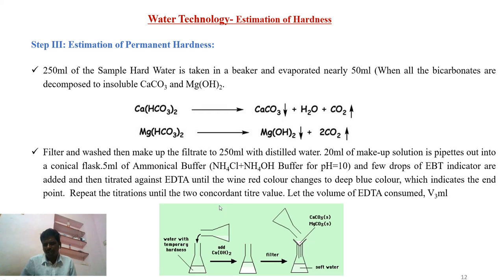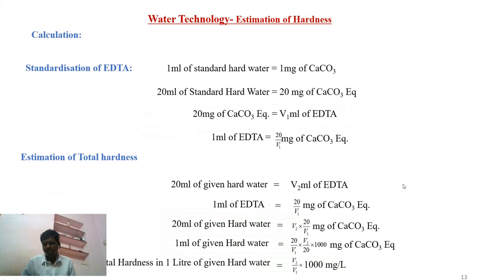So now we have to take that in a conical flask. Then we have to add buffer solution, that is to maintain the pH constant. After that we have to add a few drops of EBT. Now the EBT-metal complex will be formed that gives wine red color. Now we have to titrate with EDTA. That wine red color is now converted into blue color as explained before. Now the volume of EDTA consumed in this titration is noted as V3 ml.